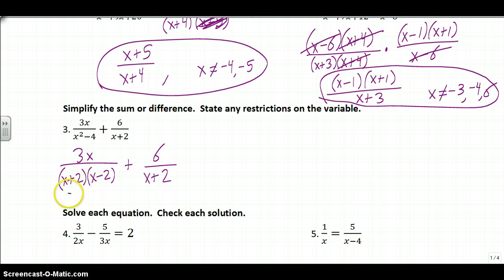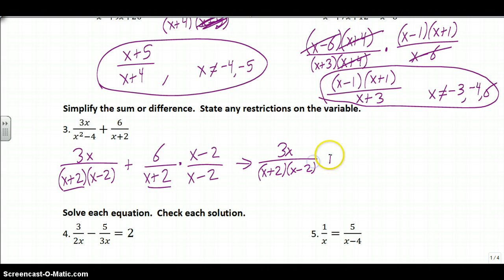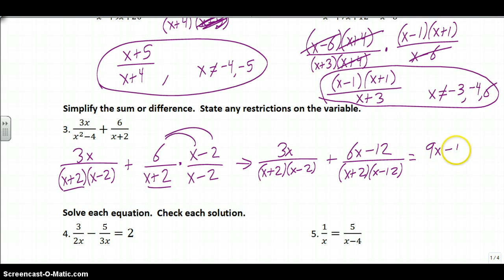Now, look at the denominators. Currently, they have an x plus 2 in common. I need to multiply this second one by x minus 2, though, to make things right. So this becomes 3x over the denominator. Plus, let's go ahead and distribute the 6 to both places. That'll be 6x minus 12 over our common denominator. And now you may feel free to go ahead and add the numerators. So you get 9x minus 12 over x plus 2, x minus 2.